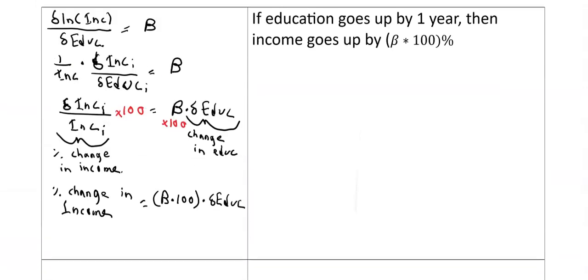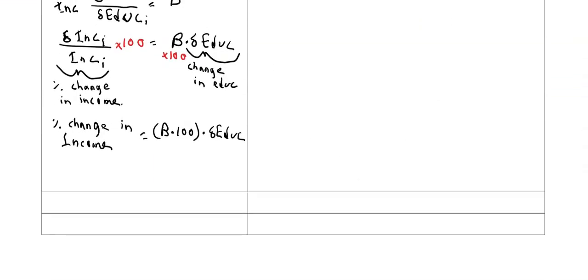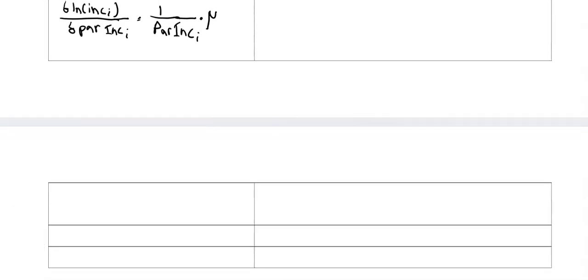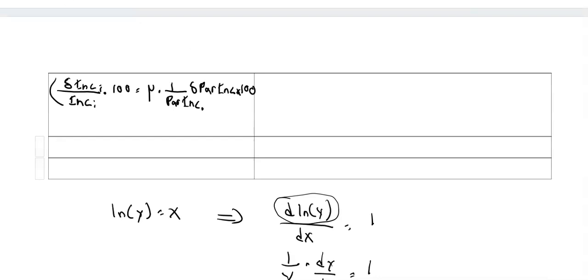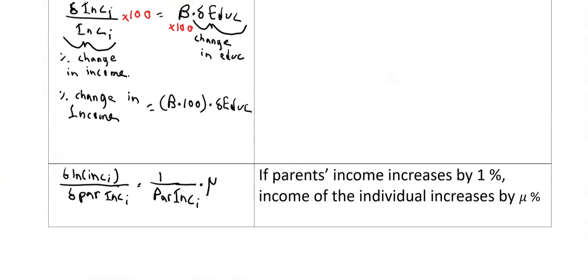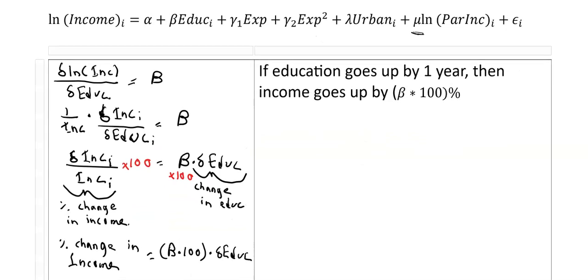Thus, if I take that derivative where I have mu times ln of parent income, it would be delta ln income. So if I solve it out, on this side is my percentage change in income, and on this side we have percentage change of parents' income. So we would say if parents' income increases by 1%, income of the individual will increase by mu percent, whatever mu is. We don't have to multiply or divide the coefficient by 100 like we had to do with education.